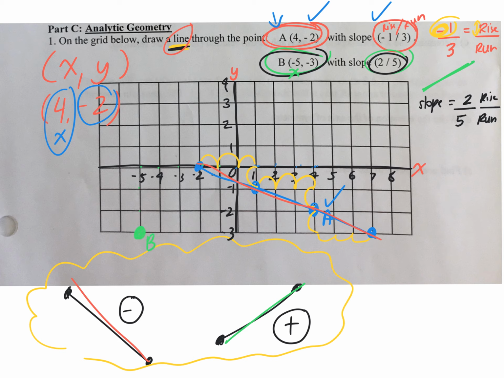Did everyone get that point? And now draw your line. Goes up 2, 1, 2, rise, and the run is 5. 1, 2, 3, 4, 5. That's it. There's my line. Up 2 over 5. 1, 2, 3, 4, 5. There's my line.